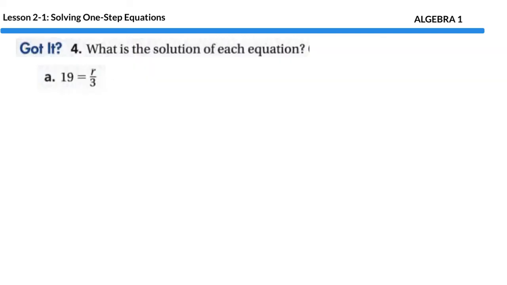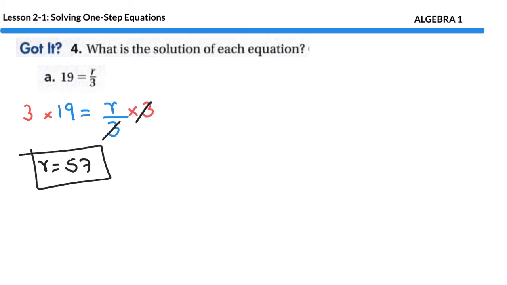Let's try this. What is the solution of each equation? 19 is equal to r divided by 3. So I want only r. I need to remove the division of 3. How will I remove division? By multiplication. So in this case, I multiply by 3 on both sides. So 19 is equal to r over 3. I multiply by 3 on both sides of the equation. So r will be equal to 19 times 3. And that's going to be 57.